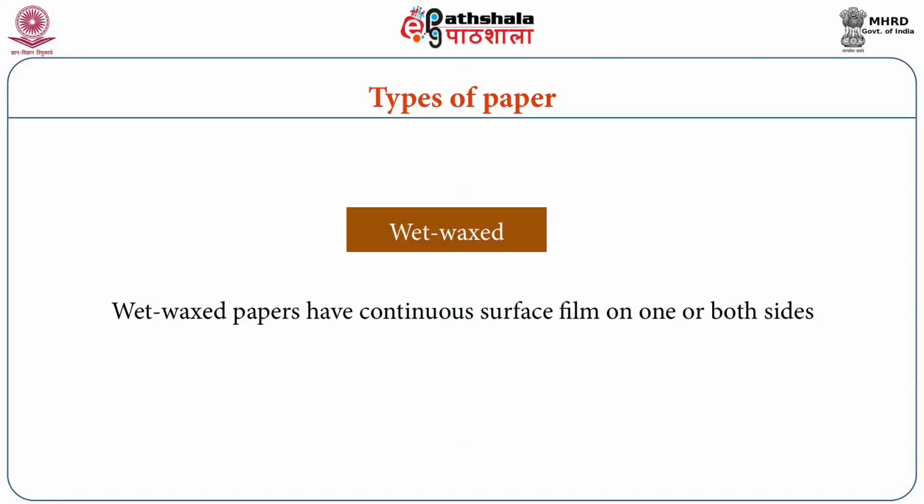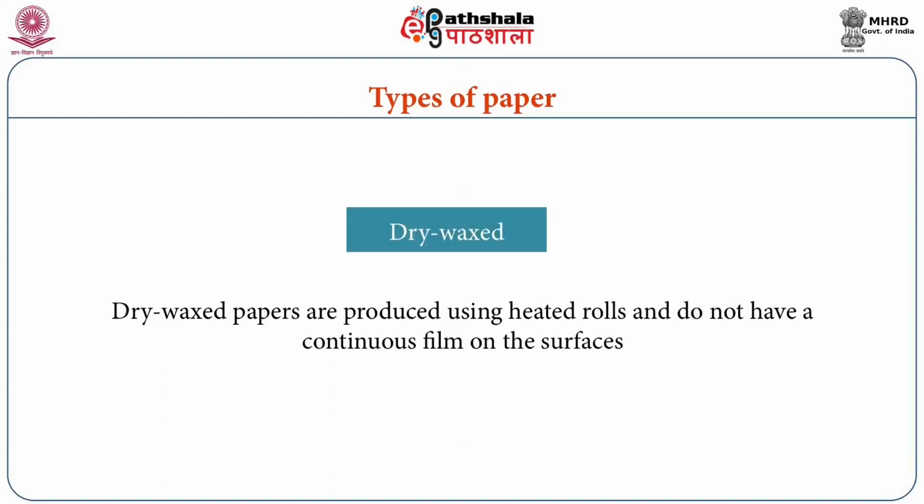Wet wax papers have a continuous surface film on one or both sides, achieved by shock chilling of the waxed web immediately after application of wax. This also imparts a high degree of gloss on the coated surface. Dry wax papers are produced using heated rolls and do not have a continuous film on the surfaces. Consequently, exposed fibers act as wicks and transport moisture onto the paper.